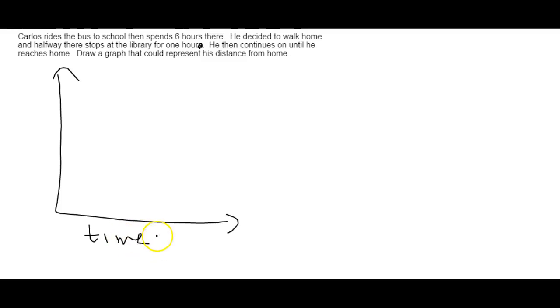One last type of question is when they give you a distance-time situation to interpret. So Carlos rides the bus to school, then spends 6 hours there. He decided to walk home, and halfway home stops at the library for 1 hour. He then continues on until he reaches home. Draw a graph that could represent his distance from home. So we have the time, and we have his distance from home.